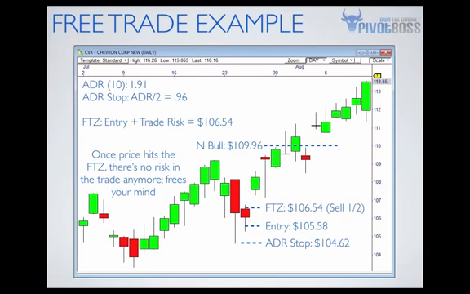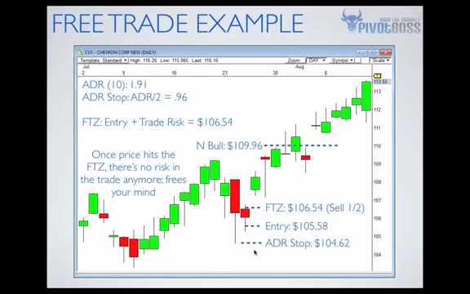Let's look at an actual example on the chart. So if we have our entry here of 105.58 in our Chevron example that we've used a few times here, this is your ADR stop. Remember, the ADR value is 1.91. We divide that by 2 to get our ADR stop of 96 cents. Here's our entry. We drop down 96 cents. That's our ADR stop, 96 cents. Project 96 cents higher from the entry, and your free trade zone then becomes 106.54. When price gets there, sell half of your position and keep the last half with the original ADR stop. That's a free trade.